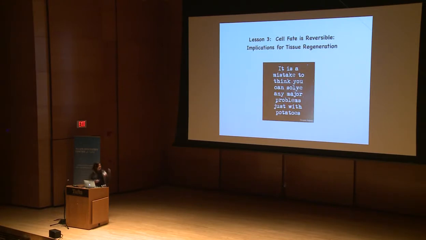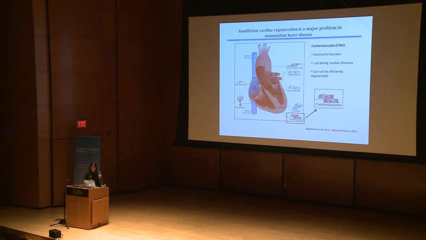So here's lesson 3, and I'm going to go through this quickly because I'm running out of time, which I think has been the surprise of the last decade, that cell fate is reversible, and how this has strong implications for tissue engineering and regeneration. And so again, I like to try to bring something from the book that I started with. It's a mistake to think you can solve any major problems with just potatoes. But what does that mean? That means that there is the complex nature of trying to understand cell fate, that we need to take a multidisciplinary approach to understanding the problem of cell fate, regeneration, and how we can use that for therapeutic purposes.